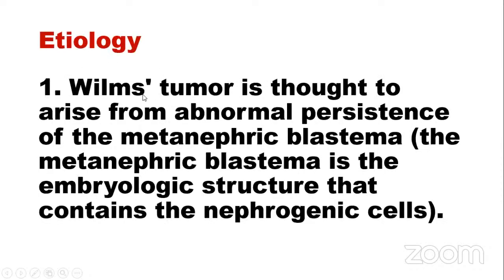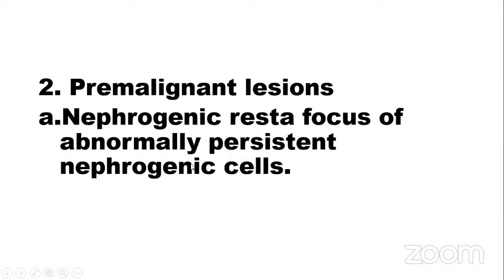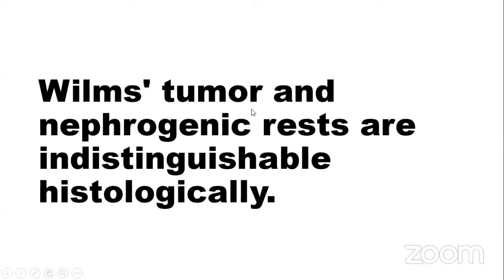Regarding etiology, Wilms tumor is thought to arise from abnormal persistence of the metanephric blastema. The metanephric blastema is an embryological structure that contains the nephrogenic cells. The premalignant lesions, nephrogenic rests, are foci of abnormally persistent nephrogenic cells. This is another theory.